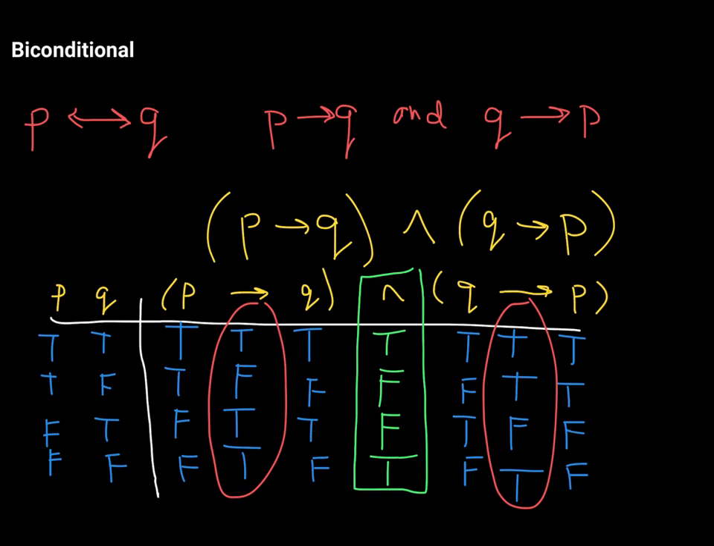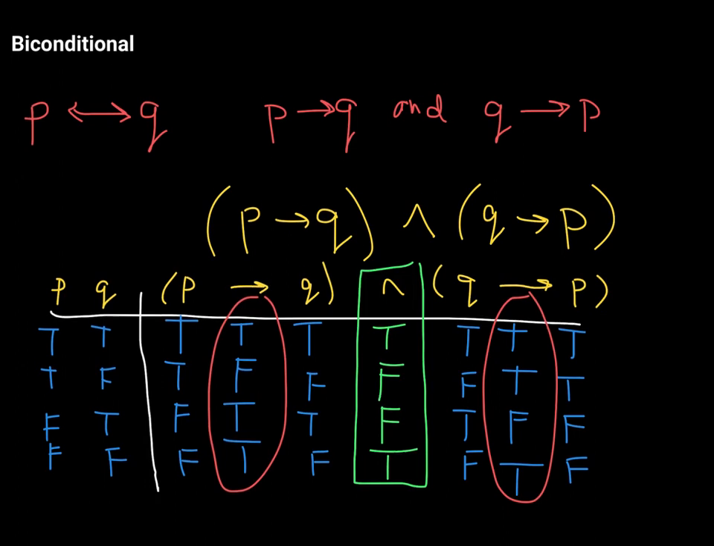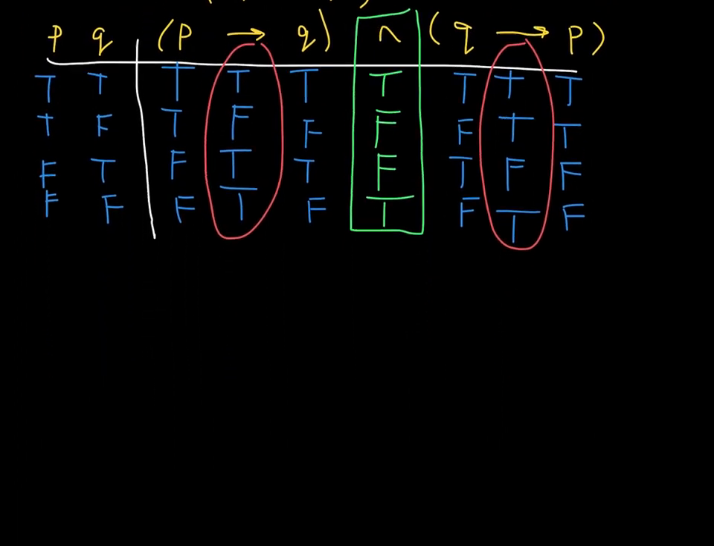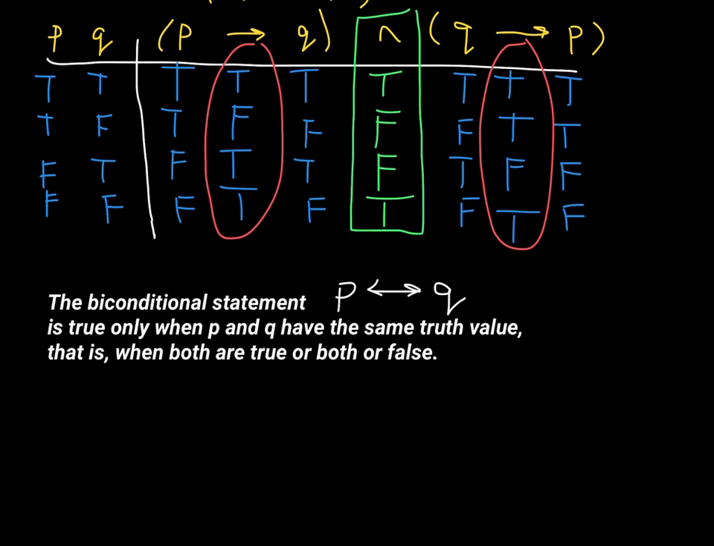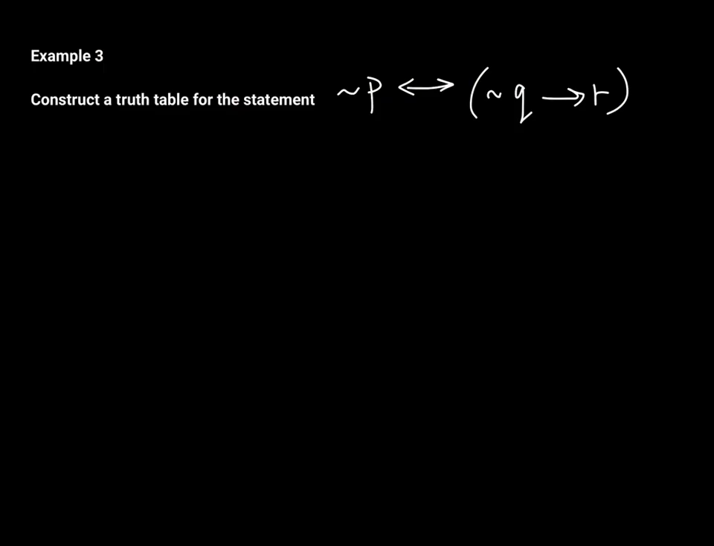So I am going to add a statement for our notes. The biconditional statement, P if and only if Q, is true only when P and Q have the same truth value. When they're both true or both are false. Cool. I think we're ready to answer some biconditional questions now.